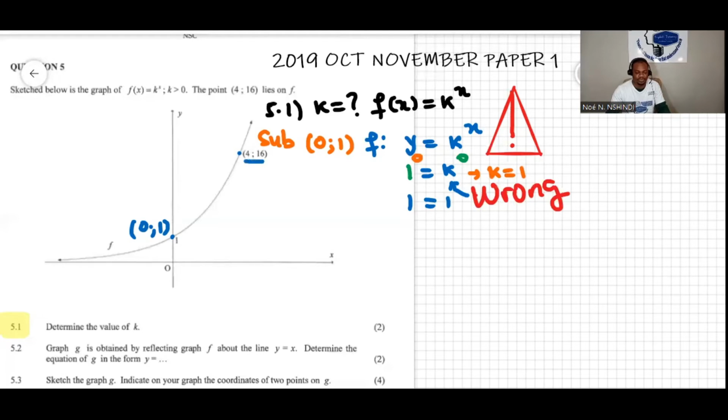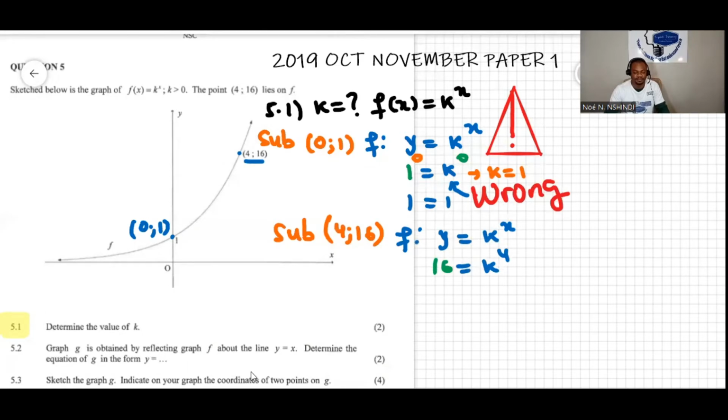Okay, sub the point (4, 16). If, for instance, we sub in the point 4 and 16, the function f will be y equal to k to the power of x. So we sub in 16 for y and 4 for x. So 16 equals k to the power of 4, right?